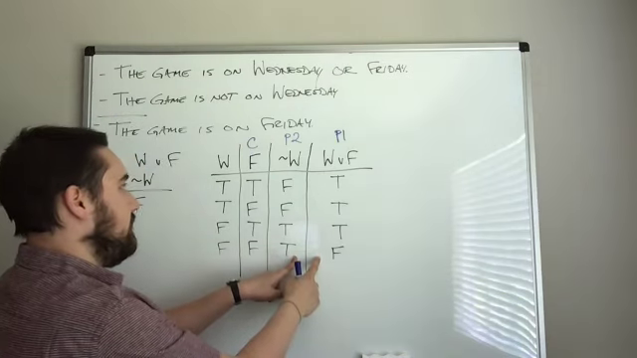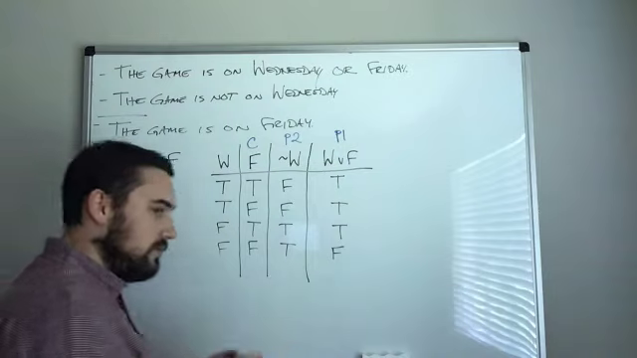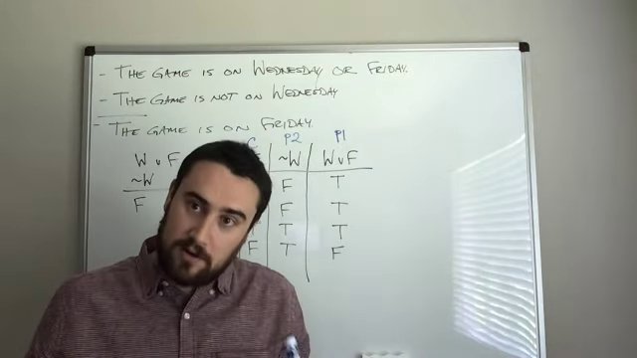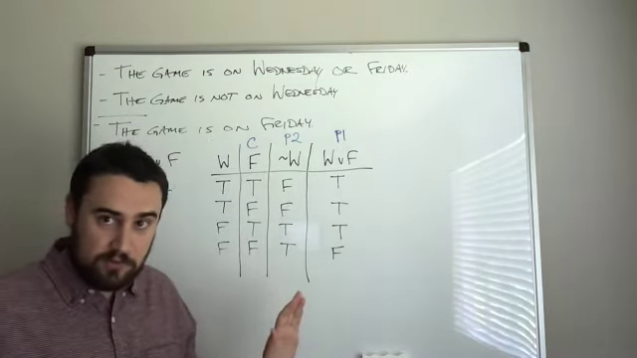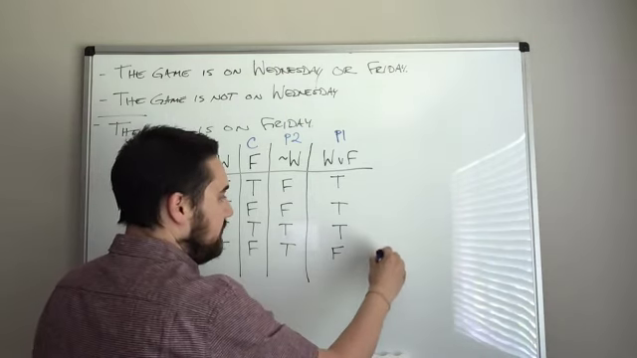Okay, and then here in this final row, again, we don't have two true premises. So, the bottom line is that nowhere on this truth table are there both true premises and a false conclusion. That makes the argument valid.